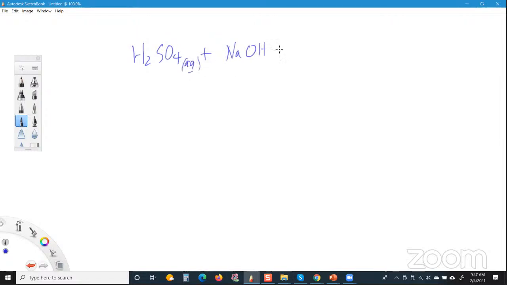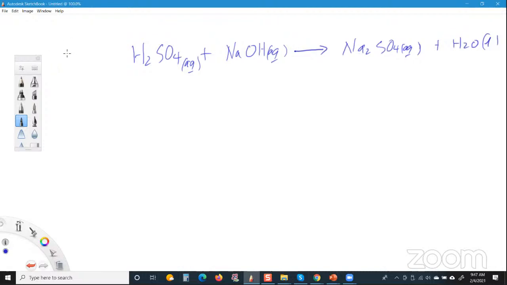And by the way, when you're doing this exercise, make sure that you include the state symbols, right? That's very important. To form Na2SO4 aqueous plus H2O, liquid, all right? Okay, so this would be the molecular equation.